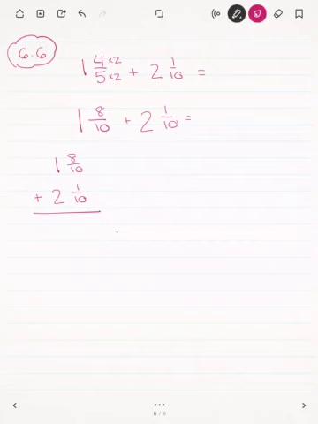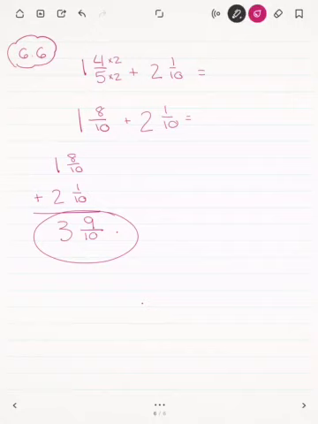Okay? So now that my fractions have a common denominator, I can simply add them the way they are. So my denominator will stay 10. I have 8 plus 1 in my numerator, which becomes 9, and 1 plus 2 is 3. So your answer is 3 9/10. And 9/10 cannot be simplified because they don't have a common factor. So 9/10 is the simplified form of that fraction. Okay, so that's how you would add mixed numbers.